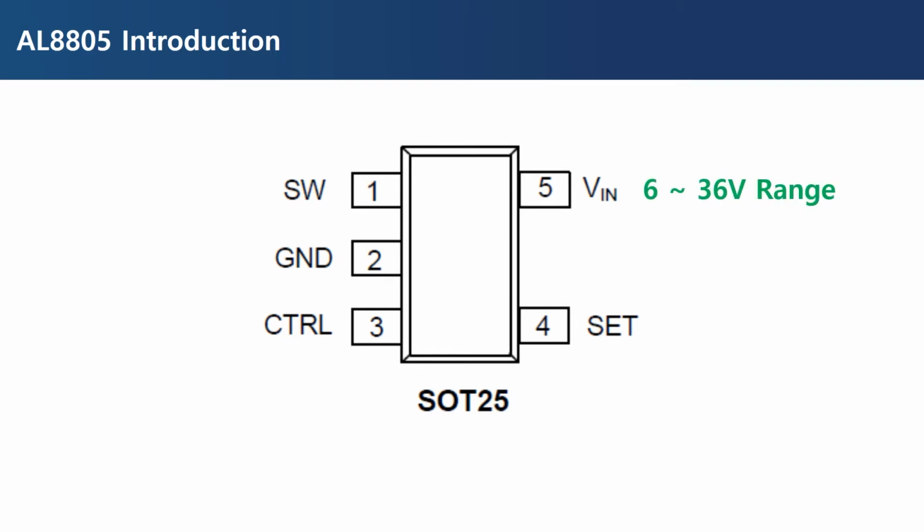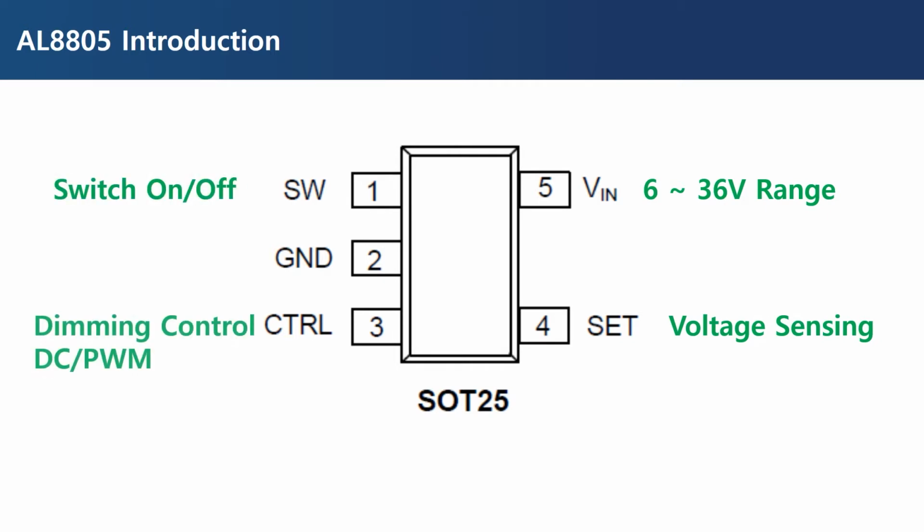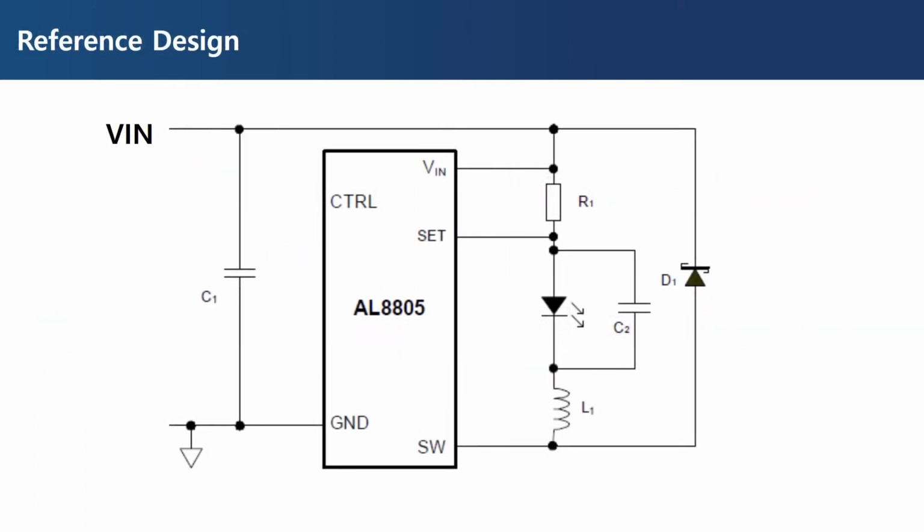V-in and GND pins are for power supply. The set pin detects the voltage and turns on and off the switch inside the SW pin. The control pin is for dimming control, and it can perform dimming control with DC level or PWM duty cycle. Let me explain the operation by referring to the reference circuit in the AL8805 datasheet.